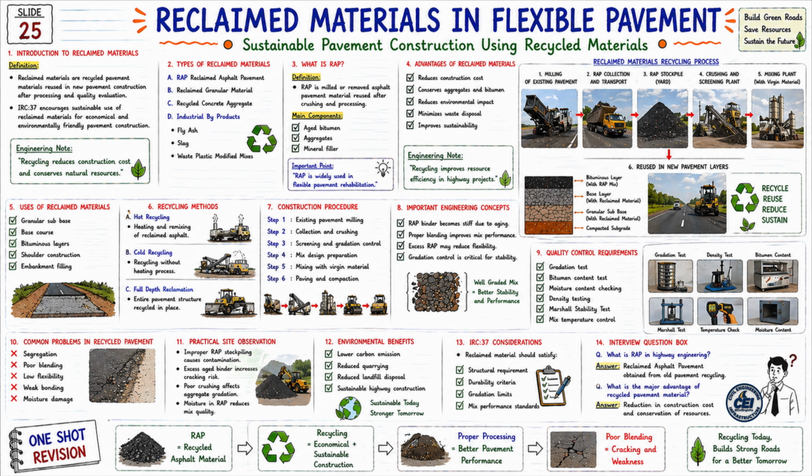Now let us look at the second topic. Types of reclaimed materials. Different reclaimed materials are given here. A. RAP, reclaimed asphalt pavement. B. Reclaimed granular material. C. Recycled concrete aggregate. D. Industrial byproducts such as fly ash, slag, waste plastic modified mixes. And these materials are used in different pavement layers. Now let us look at the third topic.